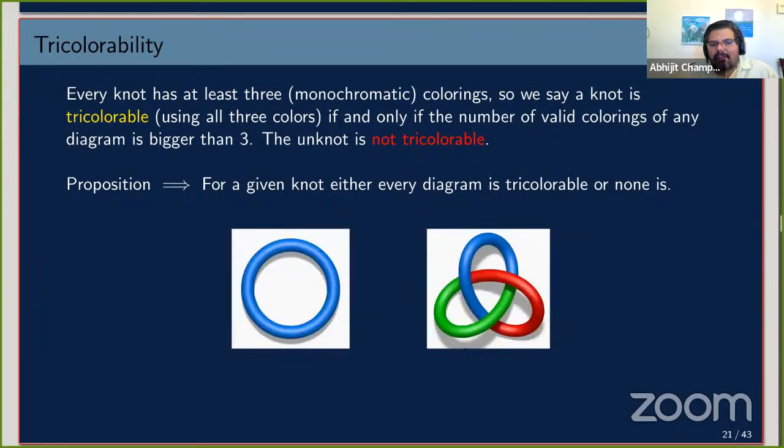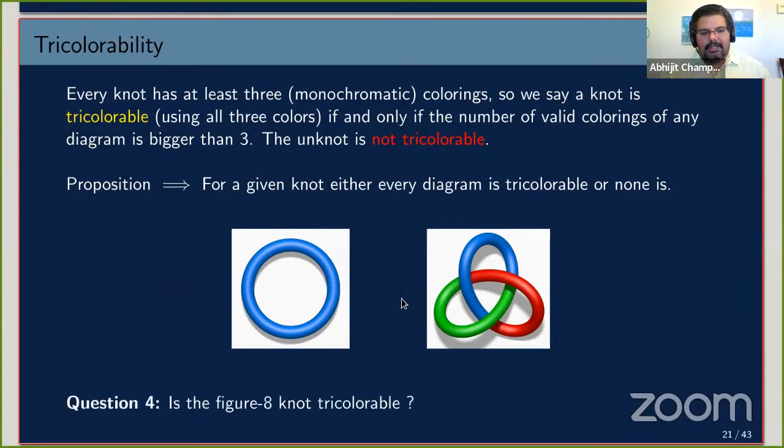So here is a tricoloring of the trefoil. You can see that at every crossing there are three colors coming in. And here is the unknot, which is of course not tricolorable. And so they are not the same knots. A good exercise would be to check if the figure eight knot is tricolorable.